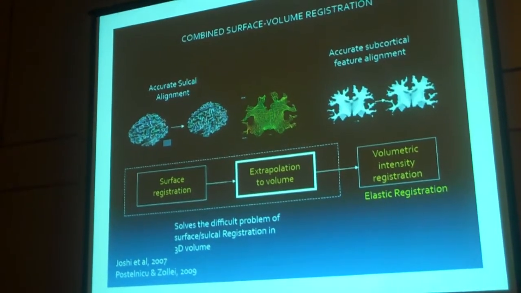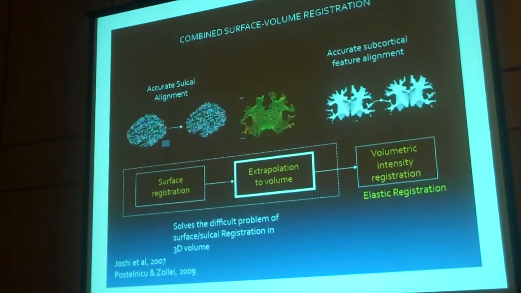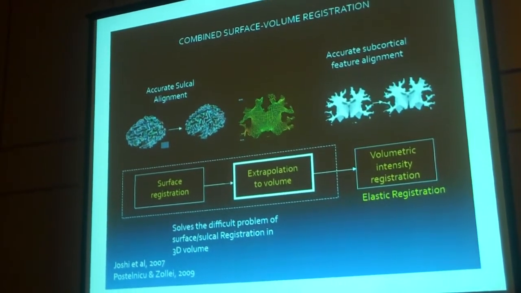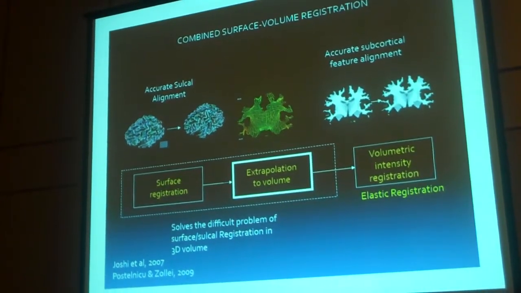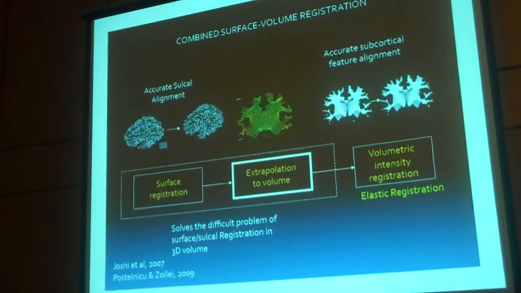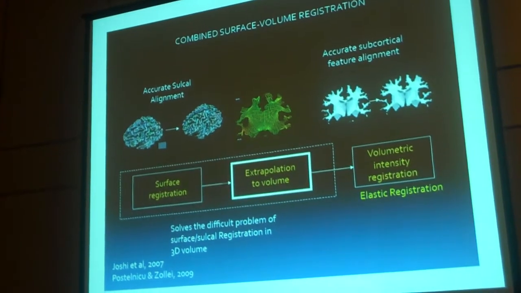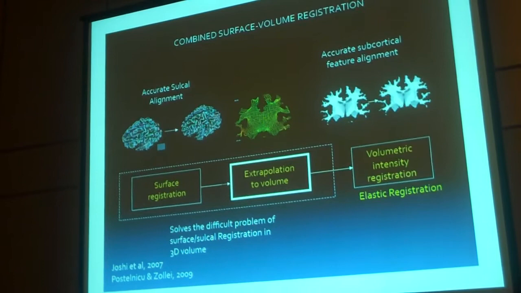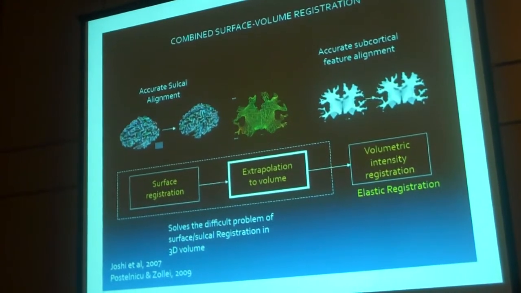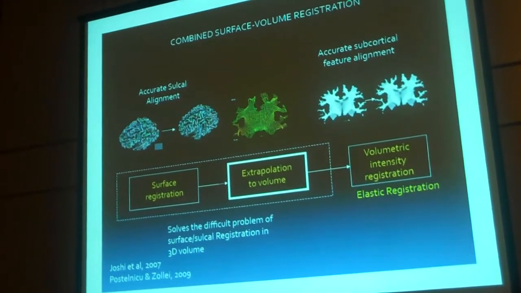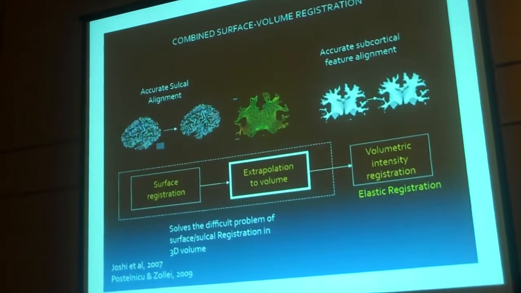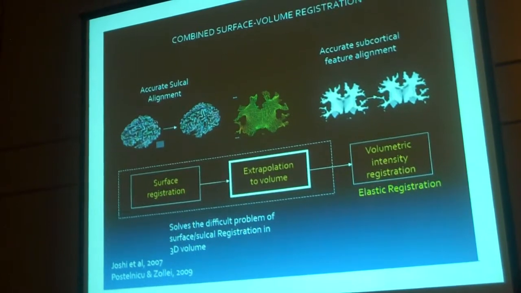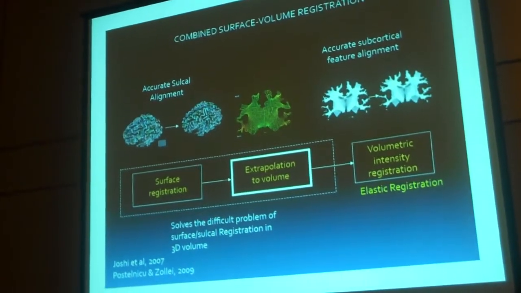For the combined surface volume registration, we initially segmented the cortices, and we did an accurate local alignment of these cortices using FreeSurfer. Then with the deformation fields of the cortices, we extrapolated them to the volume via a harmonic mapping. Once this was done, we fine-tuned the internal structures with a volumetric intensity registration, which in this case was an elastic registration, published also by Yoshi.